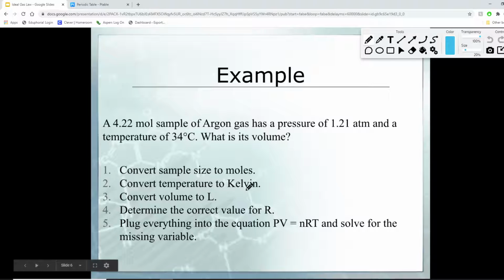All right, there's kind of a 5-step process you're going to want to go through in each one just to make sure you've got all of your values in the right unit before you plug them in. The first thing you're going to want to do is convert your sample size to moles. In this problem, it's telling us we have a 4.22 mole sample of argon. So it's already done it for us, right? You're not going to have to do all of these in every problem, but you have to check them all and make sure they're all in the right unit. In this one, it's giving us our sample size in moles, so we know it's just going to stay as 4.22.